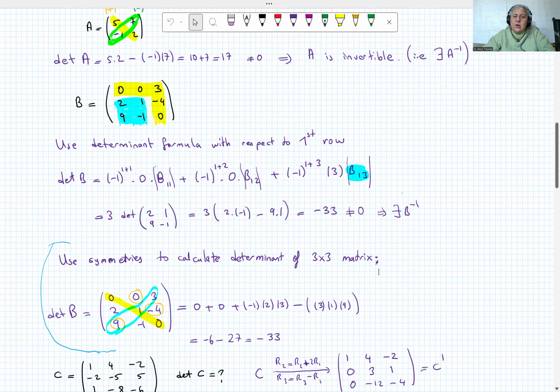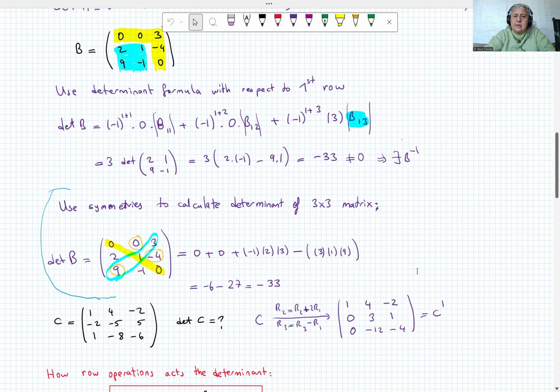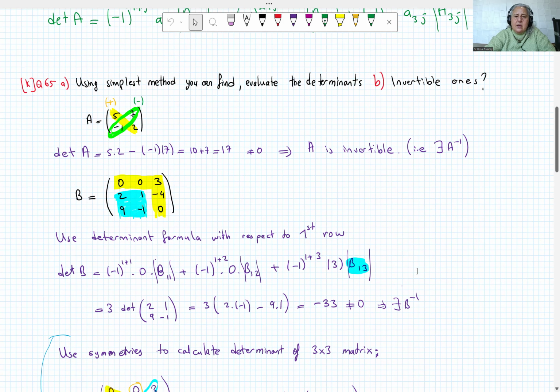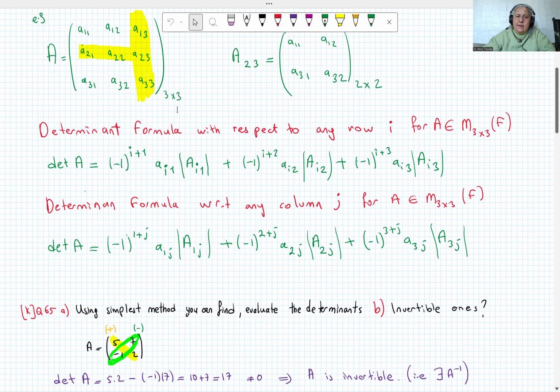Now, there exists a quick way to calculate the determinant. This is the usual way, by using the first row. I could use this row, I could use this column, any column and row I could use, as long as I am using these formulas correctly. I will find exactly the same number, which is the determinant.